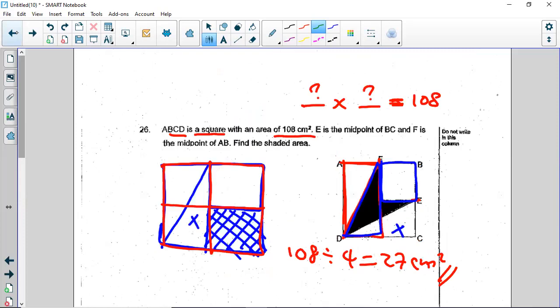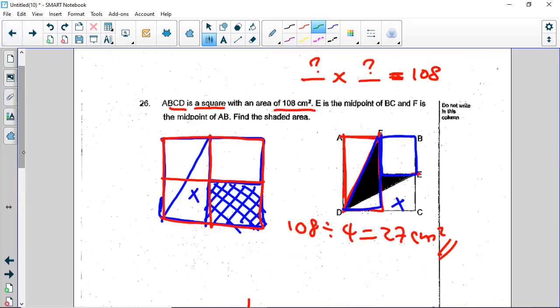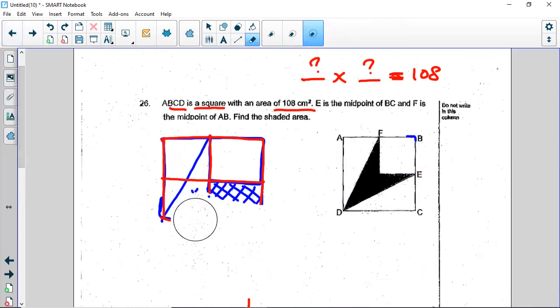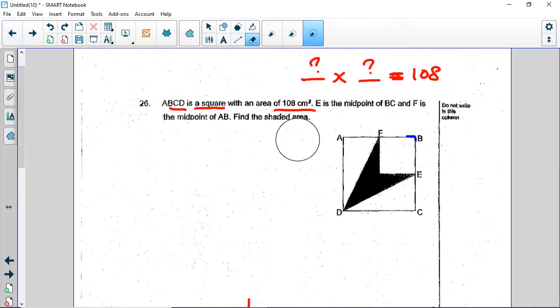Okay, how to find the shaded area? Let me just erase everything here. Okay, to find the shaded area. Now if you look at this picture, the shaded part is an irregular shape. Can you see the unshaded parts, which is a square and the triangle?